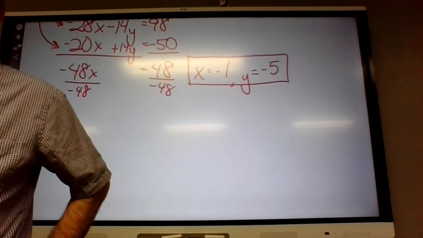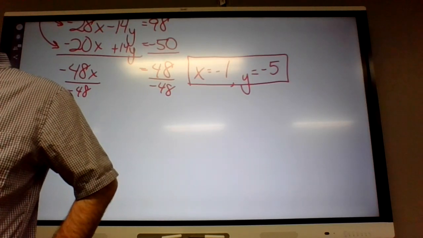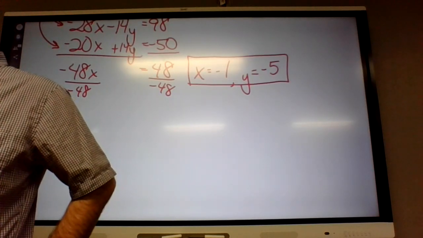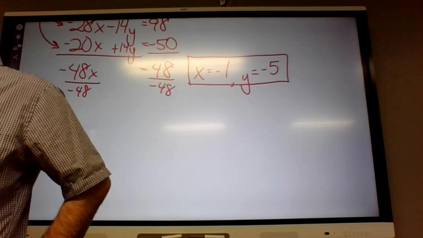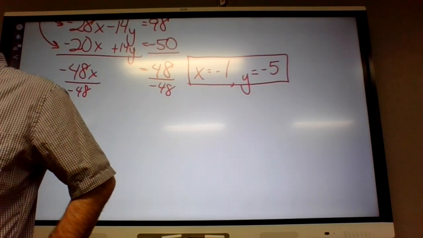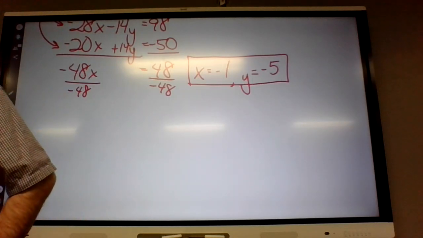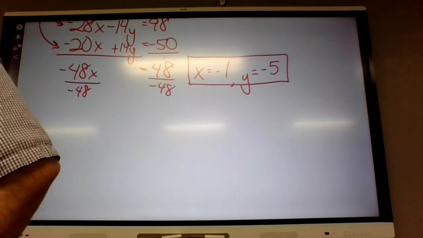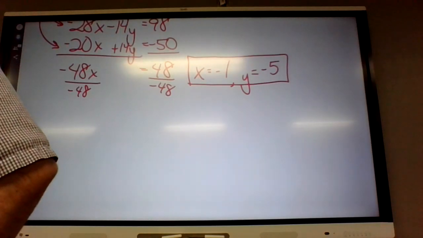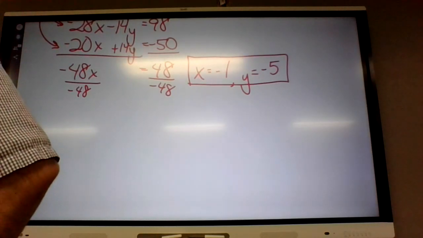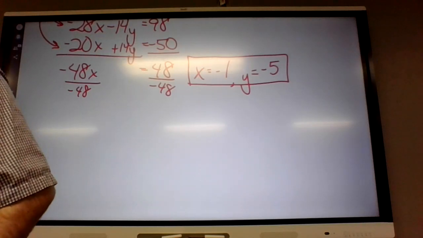There's a couple options on 18. If you want to get rid of the y's, you can multiply the top line times 9 and the bottom line times 4. To get rid of the x's, 5x and 3x will go into 15. You could multiply the top line times negative 3 and the bottom line times 5, because you would want one of them to be negative. So you got to choose: do I want to get rid of the x's or the y's?